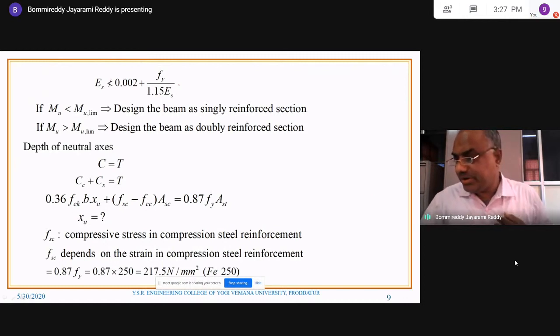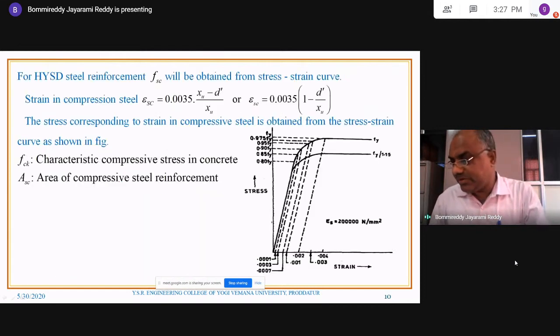Now already you know that strain should not be less than this, and in case of singly reinforced section, how to calculate the depth of the neutral axis. In the case of singly reinforced section, we have used C equal to T. Now it is doubly reinforced section.